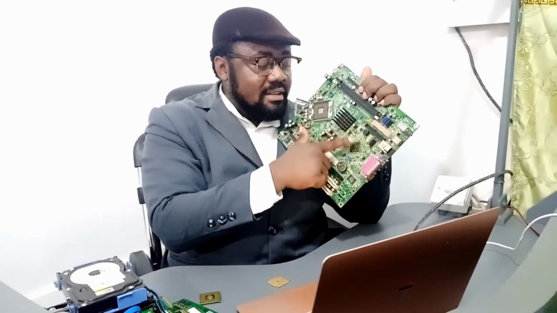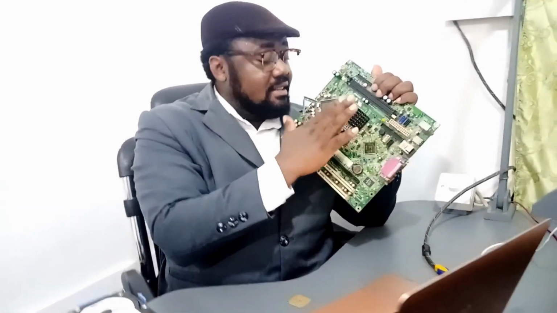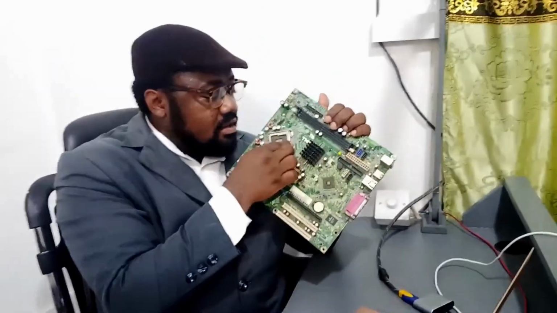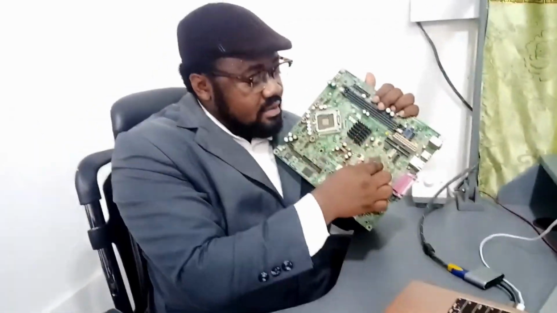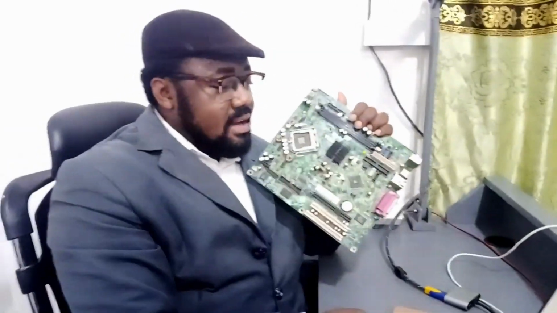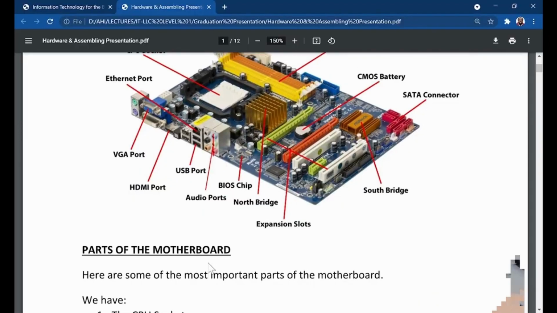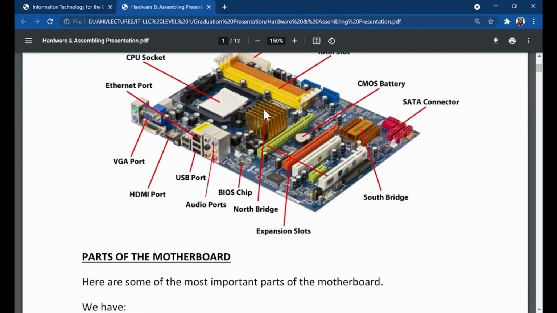I said inside computers, there are how many bridges? There's a north bridge. The north bridge is always closer to the CPU socket. North bridge and what? Now, when you check this particular CPU, you can see that the north bridge is here. I said it's always closer to what? And we have another bridge here that is called what? The south bridge.